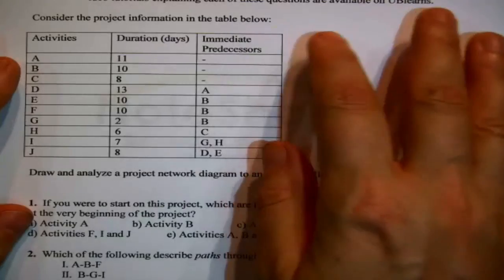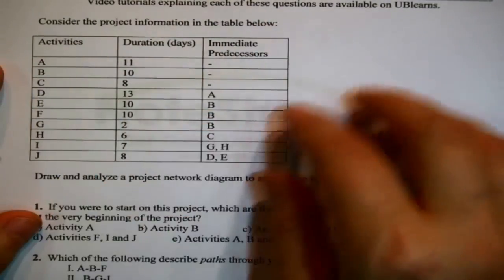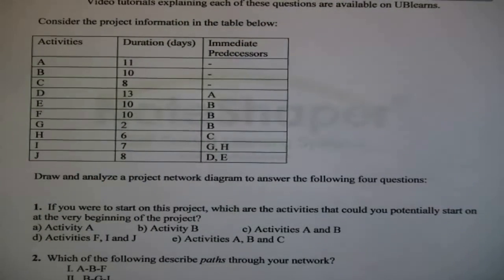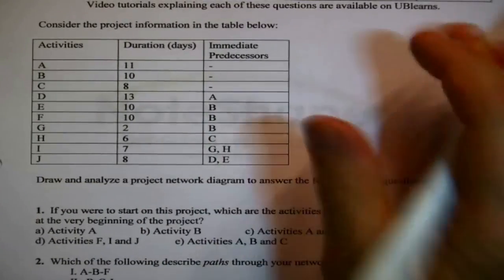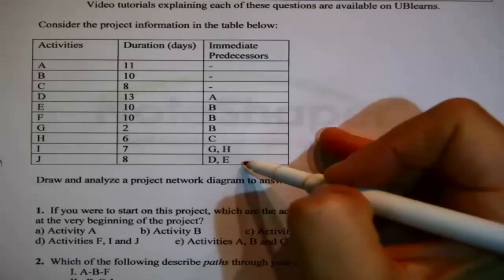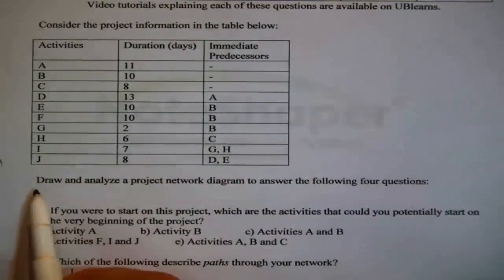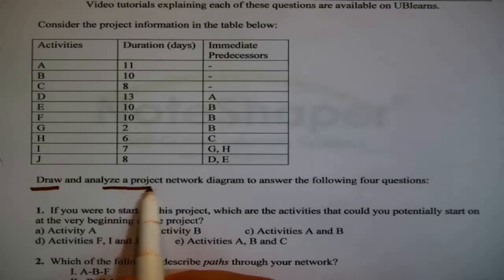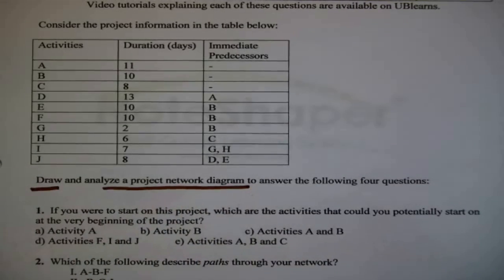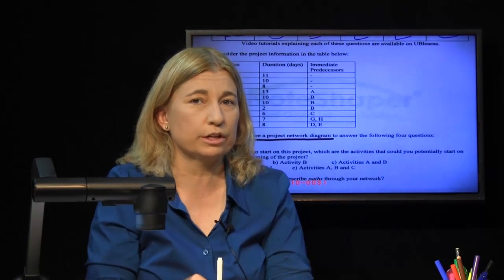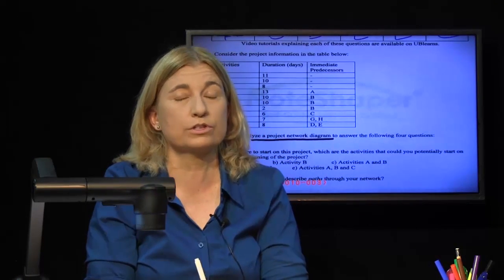Consider the project information in the table below. There's a bunch of activities. Each one of the activities is going to take a certain amount of time. There's some immediate predecessors. And it actually says here, draw and analyze the project network diagram. So we are definitely going to have to do that for this particular problem. That will be the first step.